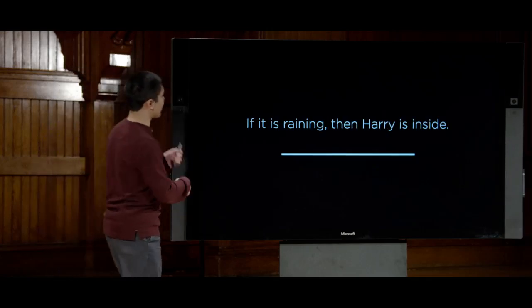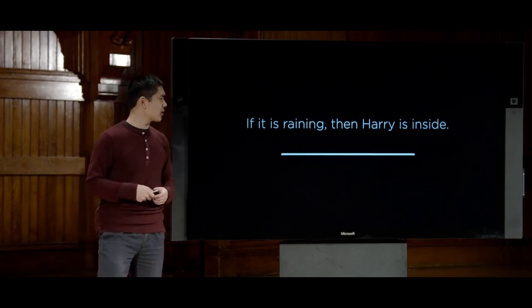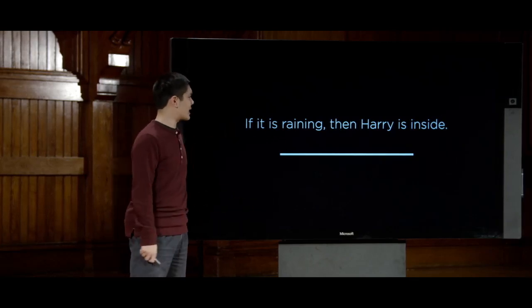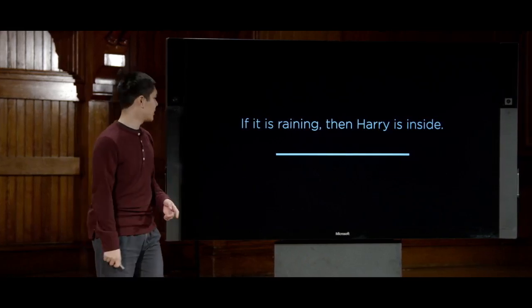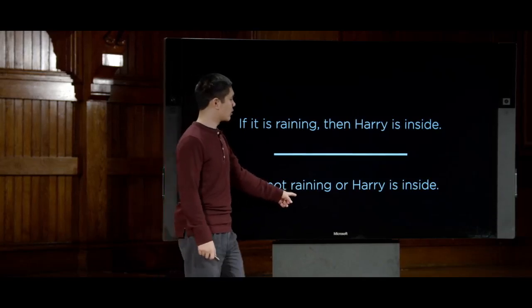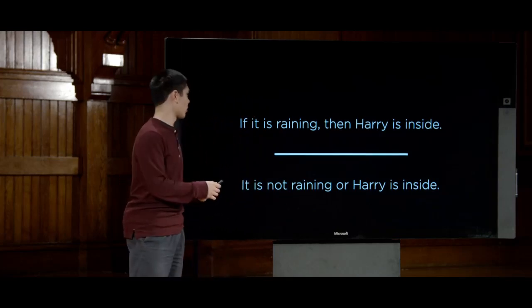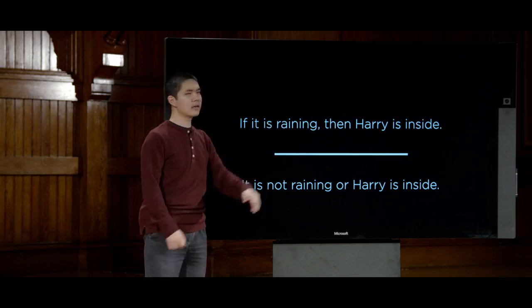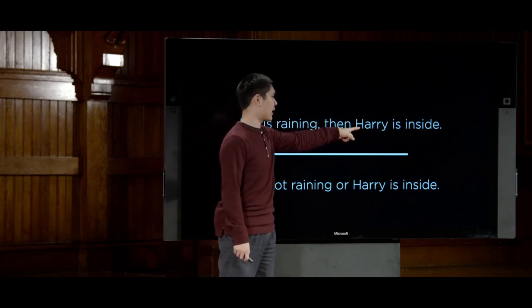If I have it is raining, then Harry is inside. How do I reframe this? Well, this one is a little bit trickier, but if I know if it is raining, then Harry is inside, then I conclude one of two things must be true. Either it is not raining, or Harry is inside. Now this one's trickier, so let's think about it a little bit. This first premise here, if it is raining, then Harry is inside, is saying that if I know that it is raining, then Harry must be inside.